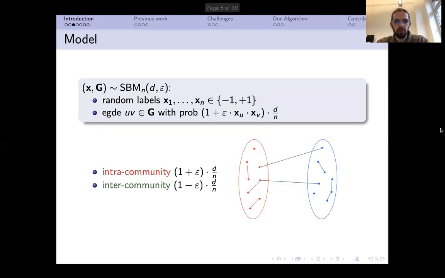So for example, here we have two communities, the red community and the blue community. Red or blue edges appear with probability (1 plus epsilon) times d over n. On the other hand, the green edges, which go across communities, appear with probability (1 minus epsilon) times d over n. I want you to think of epsilon as some small constant and d as some constant. So d is the expected average degree of the graph. We'll mostly talk about sparse graphs, but of course, many of the things that we say carry over to denser graphs.